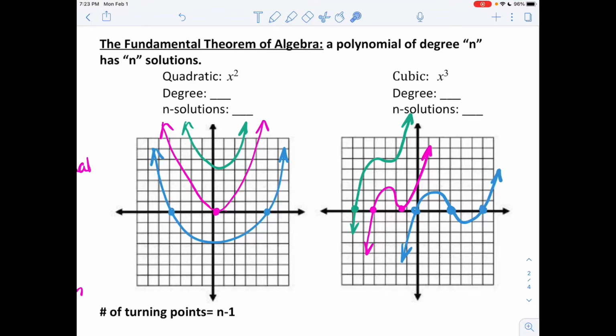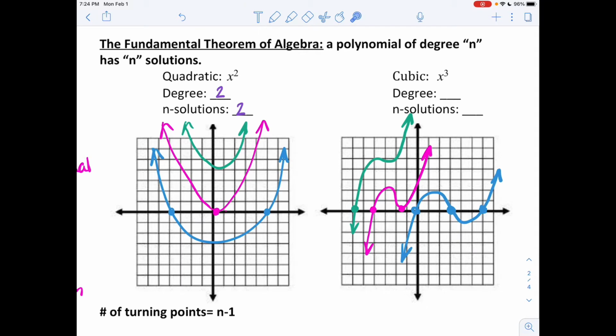The last thing that we're going to talk about today, and we'll do several examples to practice this, is the fundamental theorem of algebra, which basically says that if we have a polynomial and it has degree n, then that means that it has n solutions. So if we have a quadratic, we know that a quadratic's degree is 2, so it must have 2 solutions. And we'll talk in a minute about what those solutions can look like.